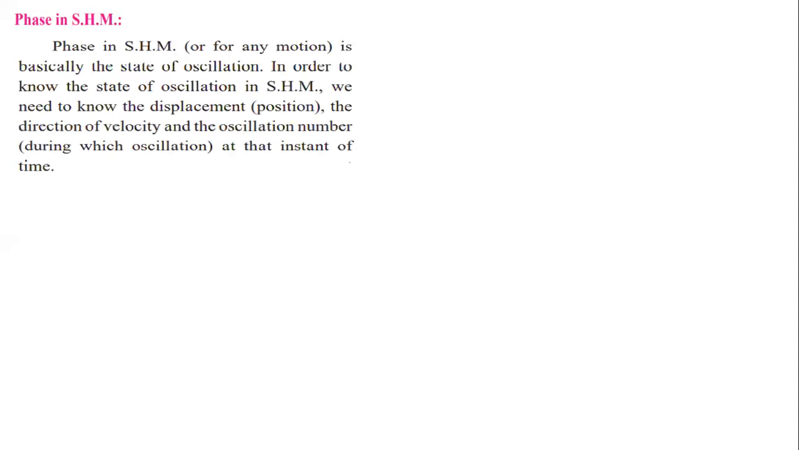So what is phase? So very important term. So phase gives idea about initial state of the oscillation. So listen, basically state of oscillation is given by the phase. Means where the particle is, that we come to know by using phase. In order to know the state of oscillation in SHM, we need to know the displacement, means the position, the direction of velocity and oscillation number at that instant of time.